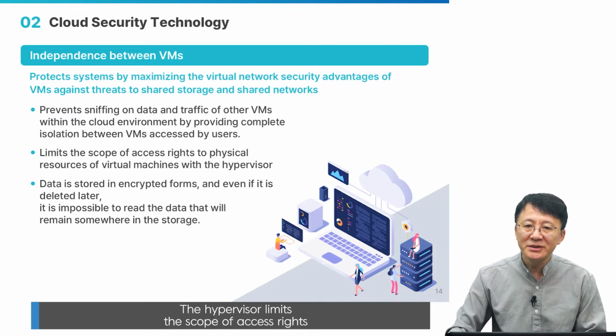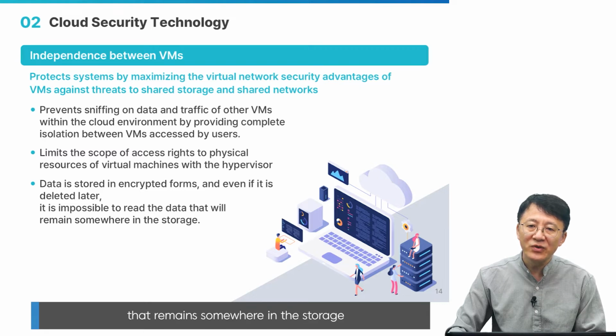The hypervisor limits the scope of access rights to the virtual machines. Physical resources store the data in an encrypted form and prevent access to data that remains somewhere in the storage even if it is deleted later.